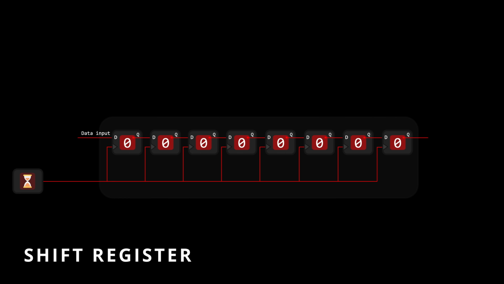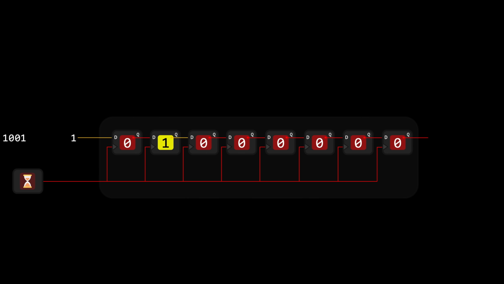A shift register is a type of digital circuit built using a cascade of flip-flops, where the output of one flip-flop is connected to the input of the next. They all share a single clock signal, which causes the data stored in the system to shift from one location to the next with each clock pulse.